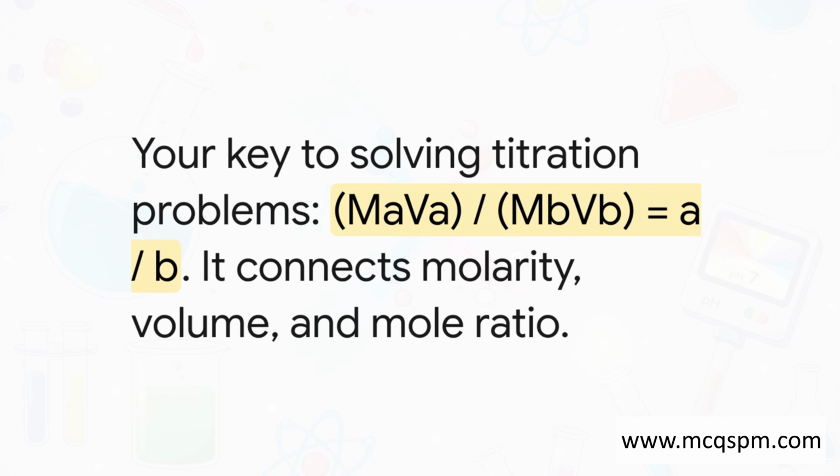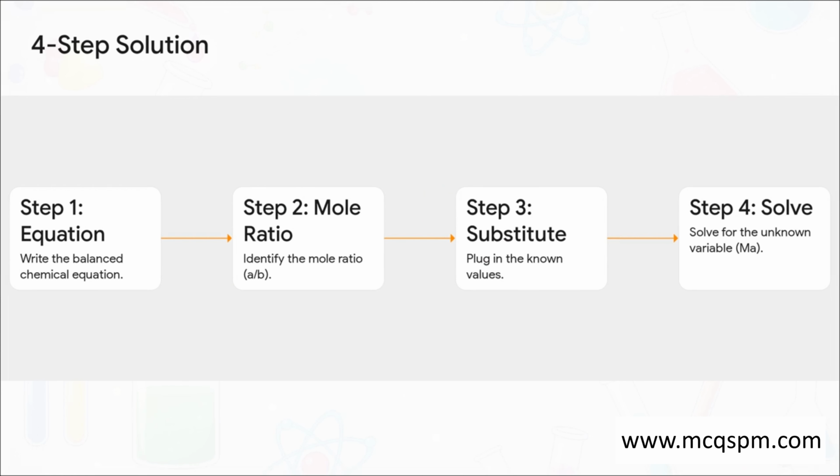M stands for molarity, that's just concentration, and V is for volume. The little a means it's for the acid, and the b means it's for the base. Now, the most important part is a over b. That's the mole ratio, and you get it from the balanced chemical equation. The trick is to follow these 4 simple steps every single time.